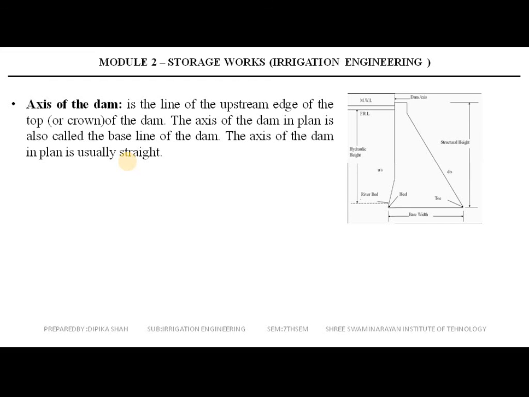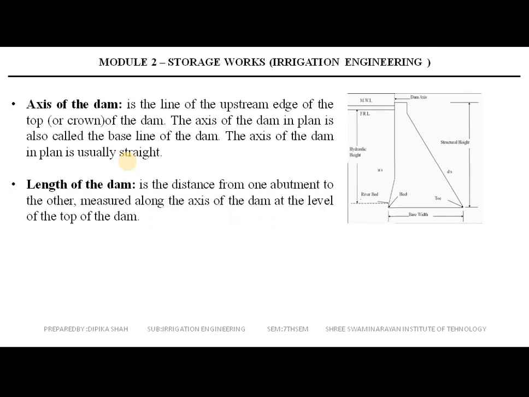So basically in a cross section of the dam, the vertical line passing through the upstream edge of the top of the crown is called the axis of a dam, right? So the axis or baseline of a dam may be straight or may be slightly curved.